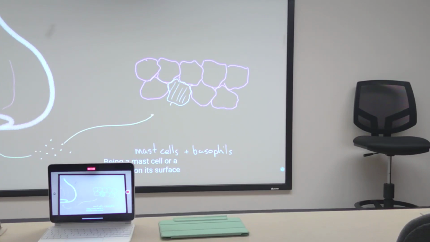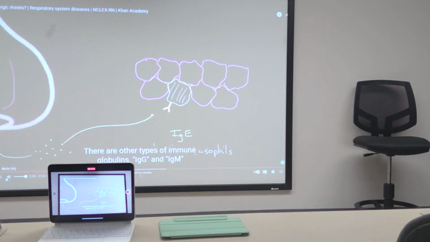Being a mast cell or a basophil, on its surface it has a particular protein that's shaped a little bit like a Y, and that protein is called an immune globulin, referred to as Ig. And this particular type of immune globulin is called IgE. There are other types of immune globulins, IgG and IgM, but for allergic rhinitis, we're concerned with IgE.